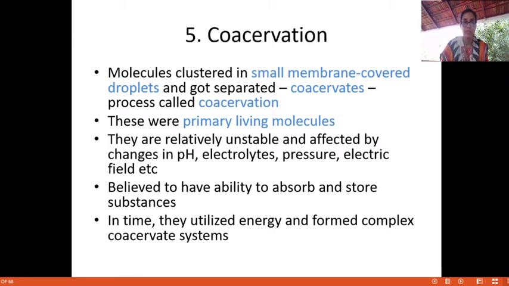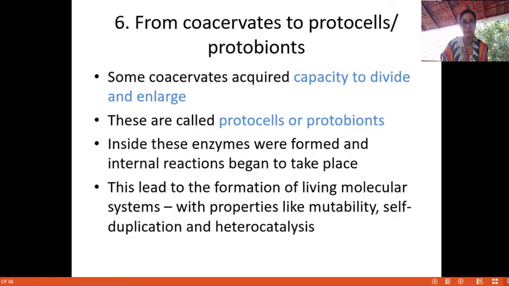These are considered to be the primary living molecules. These were relatively unstable and they were easily affected by changes in pH, electrolyte, pressure, electric field, etc. However, they had an ability to absorb and store substances. And in time, they started utilizing energy and they formed complex coacervate systems.